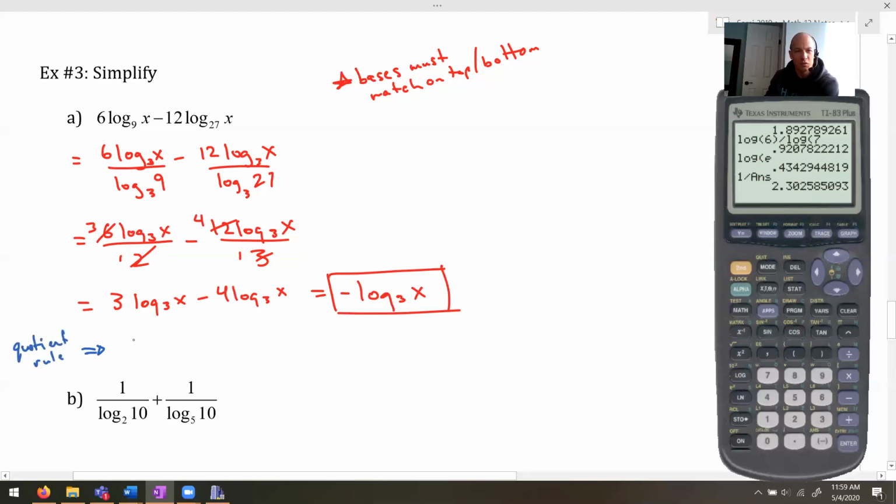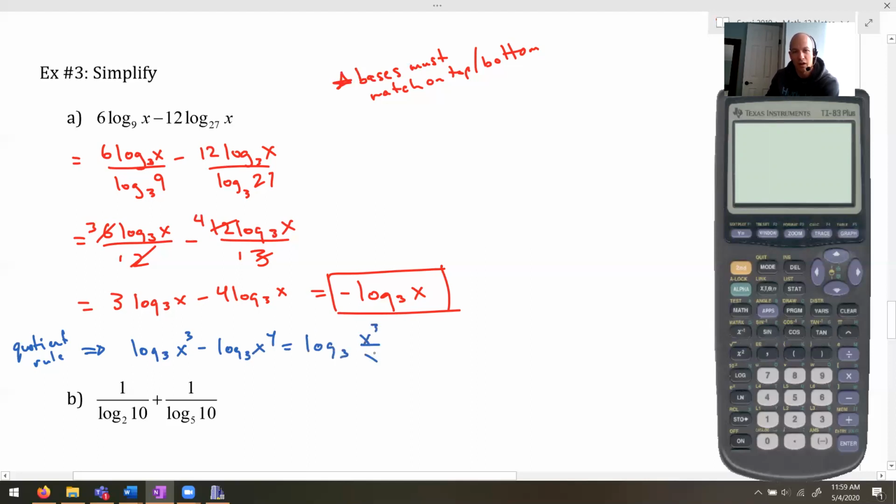What you would have had to do is write it as log base 3. You can't have coefficients in front, so it would have been log base 3 of x cubed minus log base 3 of x to the 4th. And then this would have turned into log base 3 of x cubed over x to the 4th. And you can actually see that would have turned into log base 3 of 1 over x. And that's precisely the same thing. So that's kind of a neat little thing you can do with logs. There's so many different ways you can express them.